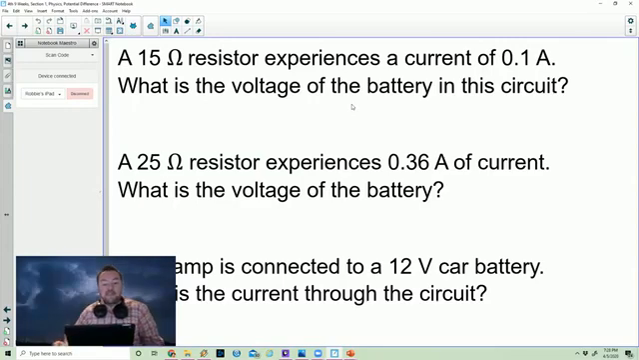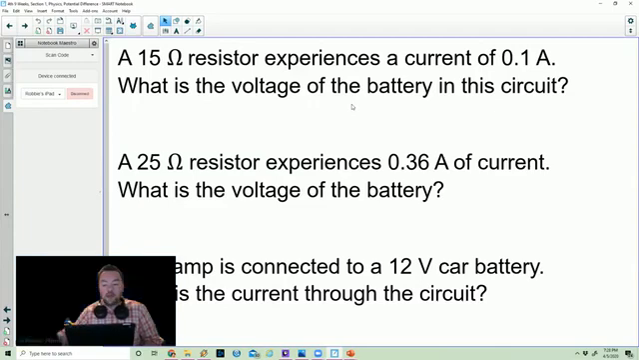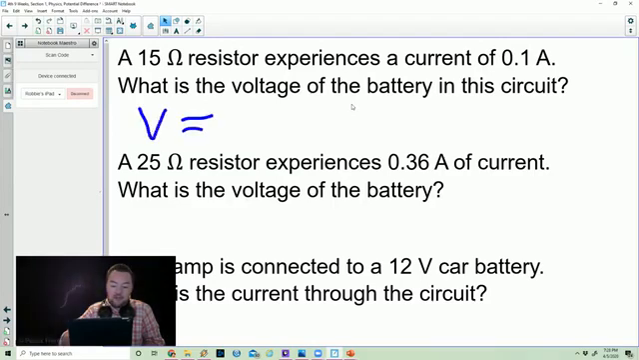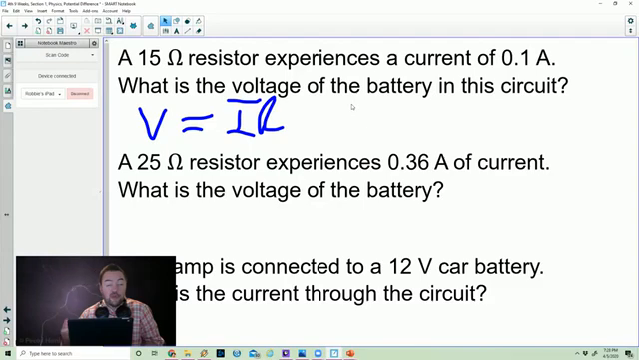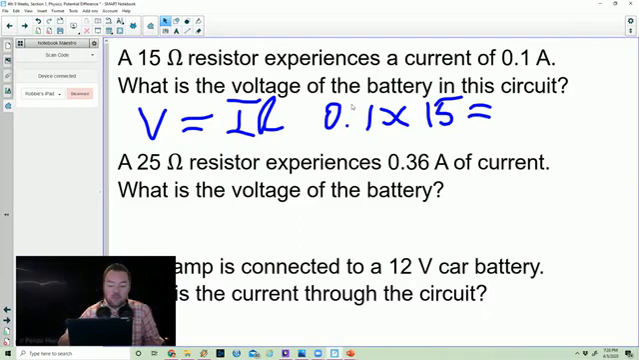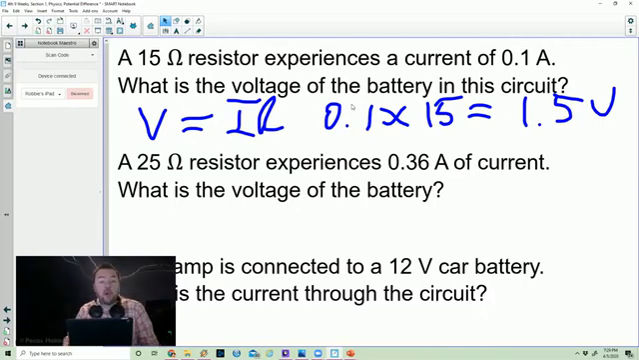So let's take a 15 ohm resistor, and it's going to experience a current of 0.1 amperes. Well, what is the voltage of the battery in this circuit? Let's go blue. V is equal to I times R. I'm looking for the voltage of the battery, and I know the resistance, and I know the current. So I'm going to take 0.1 times 15, and that is going to equal 1.5 volts. My battery is a 1.5 volt battery. And there you go. That is Ohm's law.